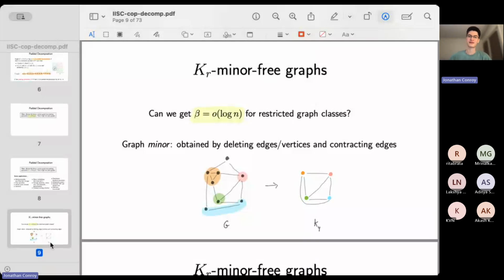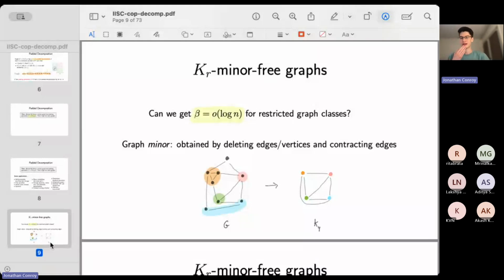Okay, so a graph minor is some graph that's obtained by deleting edges or vertices and contracting edges. So here's a simple picture of this graph G, and if you contract all of the edges that are highlighted by the same color and delete all the uncolored vertices, then you get this K4, the complete graph on 4 vertices. But this graph G that I've drawn is planar, so of course it excludes a K5 minor.